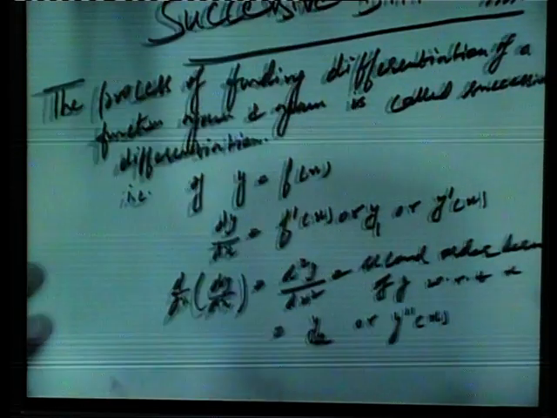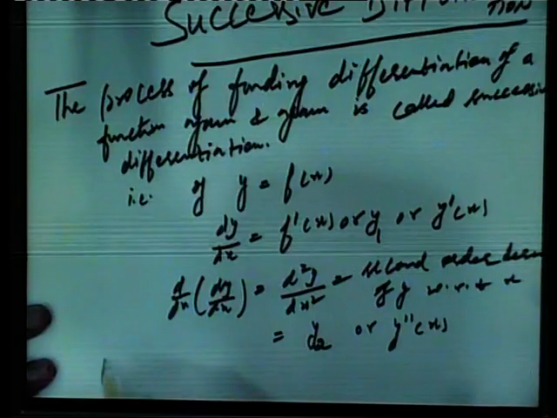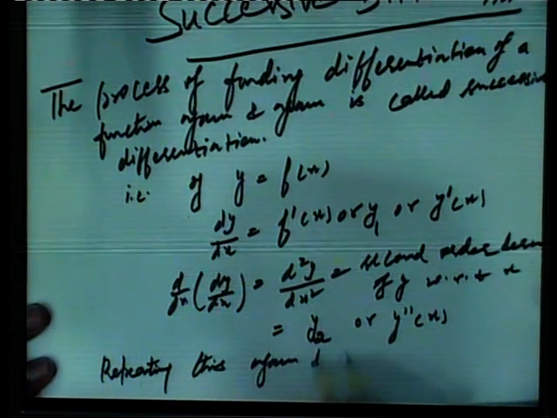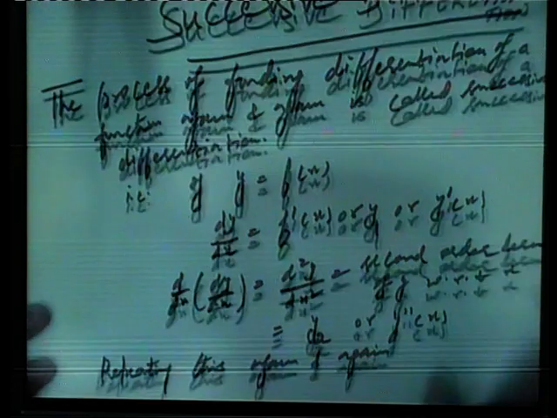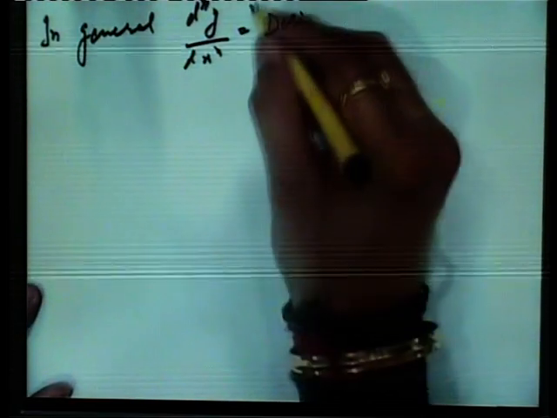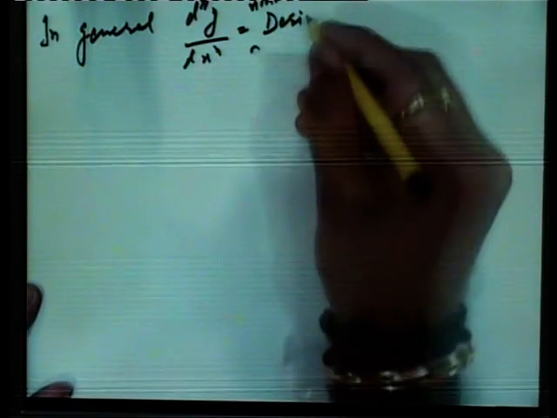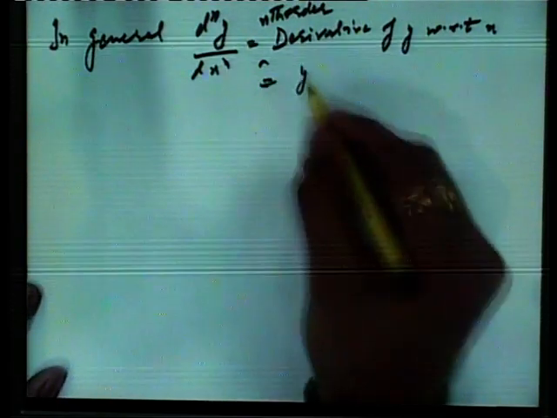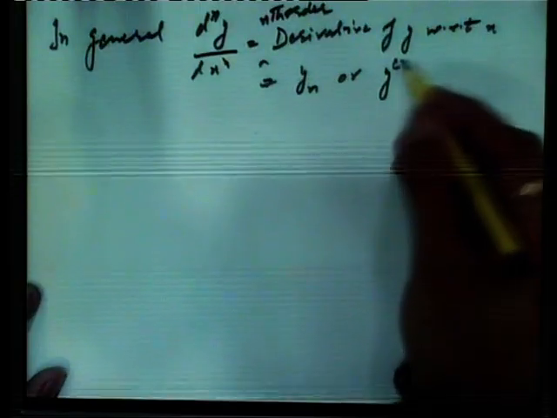So, repeating this again and again, in general dn y by dxn is the nth order derivative of y with respect to x, and it is denoted by yn or yn x.